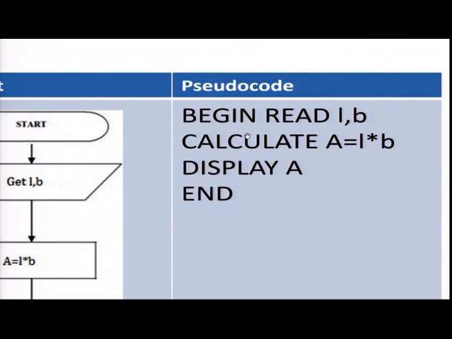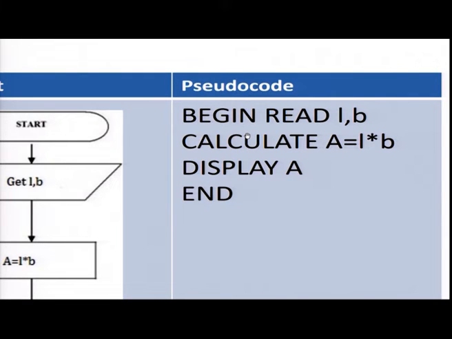Now, as a next example, we will see how to find the area and circumference of a circle. What is the formula for finding the area of a circle? It is pi r square. What is the formula for finding the circumference of a circle? It is 2 pi r. What is the value of pi? It is either 22/7 or 3.14.